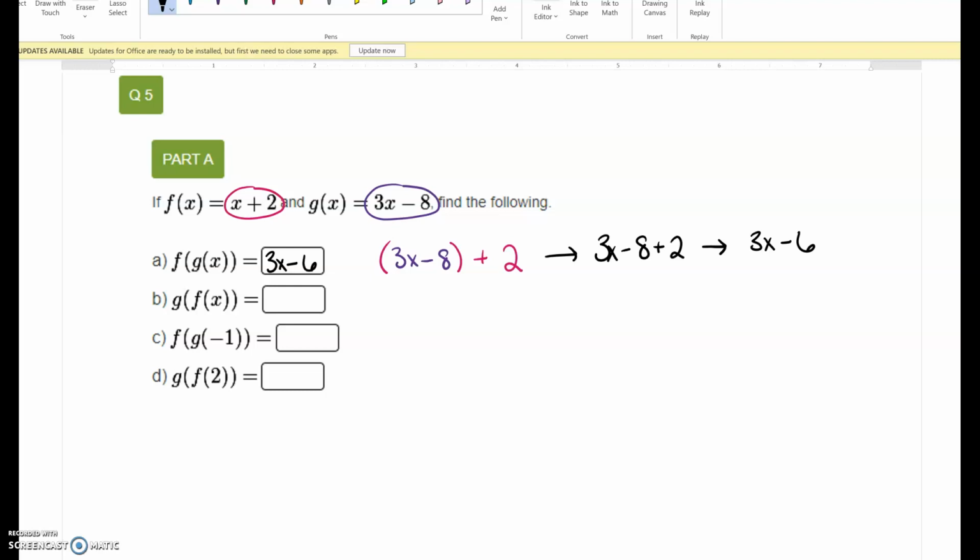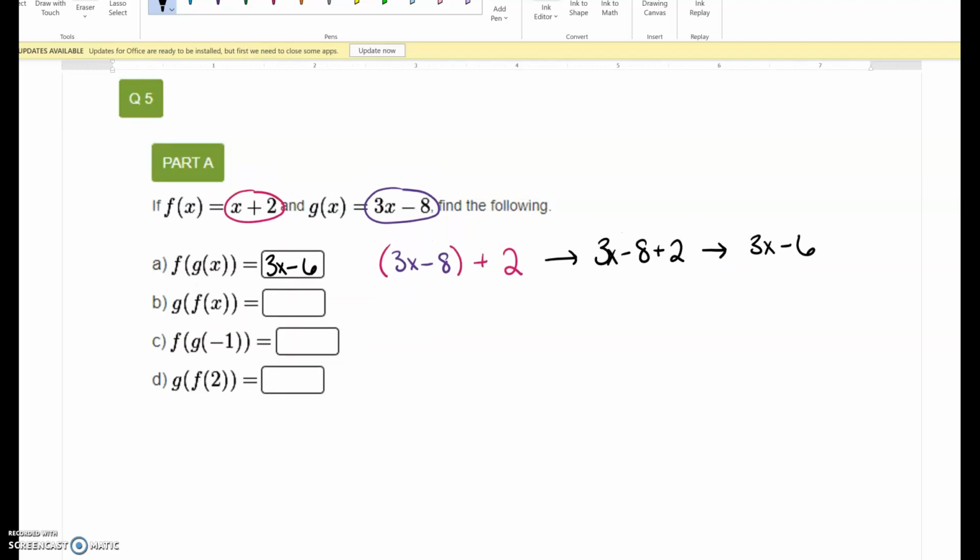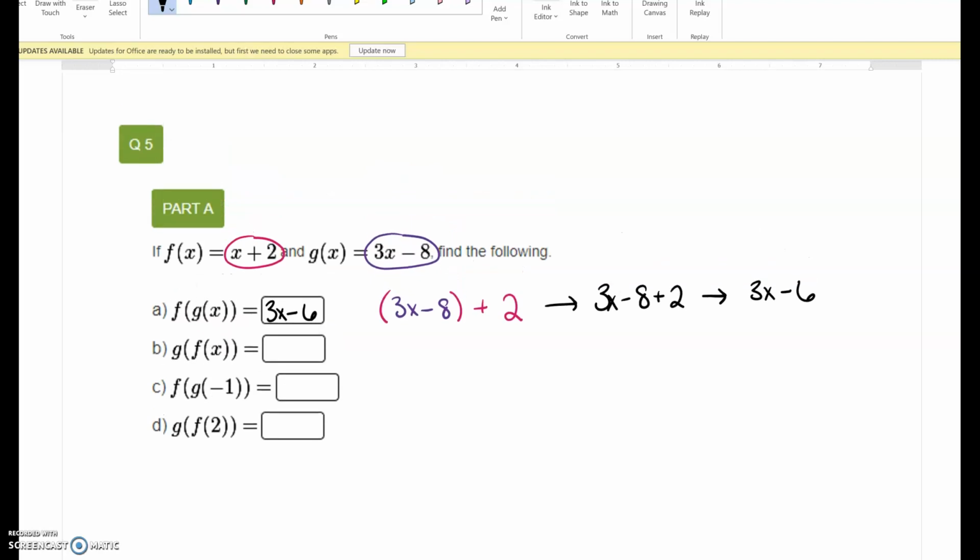You don't need any sort of math keyboard for this. You're just going to type in 3x minus 6. Don't use any spaces. So I want you to make note on this. You do not need to put any spaces in your answers.